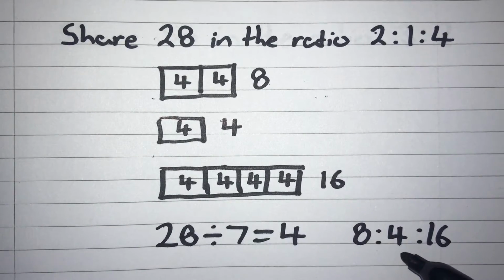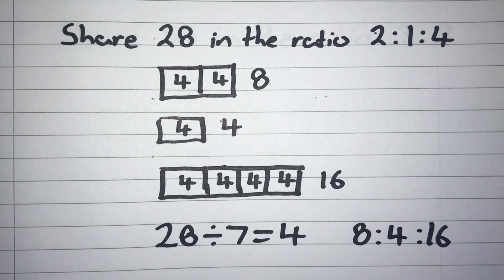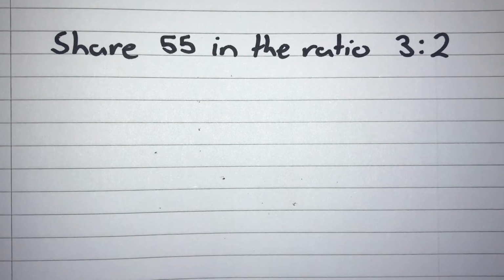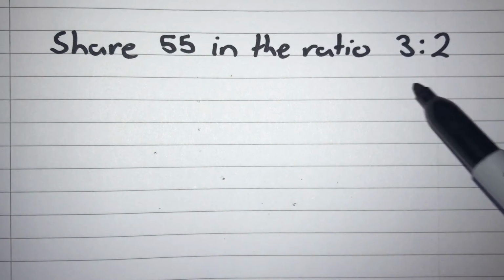Well, 8 add 4 gives us 12. Add another 16, we get 28. So we know that we've done it correctly. Now, here's going to be a couple of questions for you to have a go at yourself. The first one of these is to share 55 in the ratio 3 to 2.